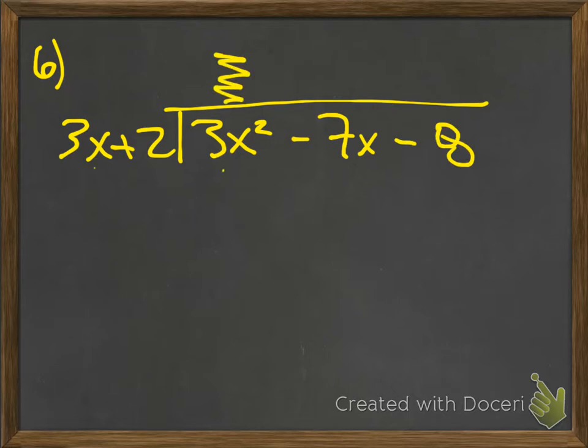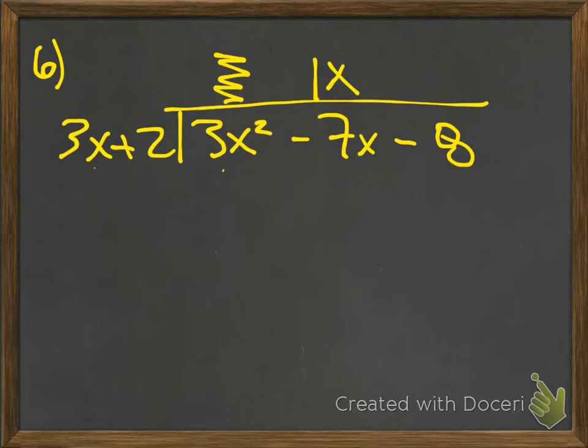Okay, skip the first space again. All right, what's 3 divided by 3? 1. Okay, notice that goes over the 7, because I skipped the first space. So it should be 1x. Notice how they line up, x and x.